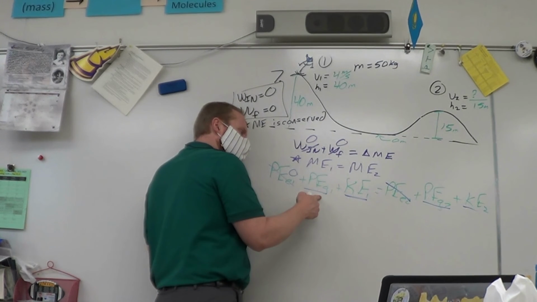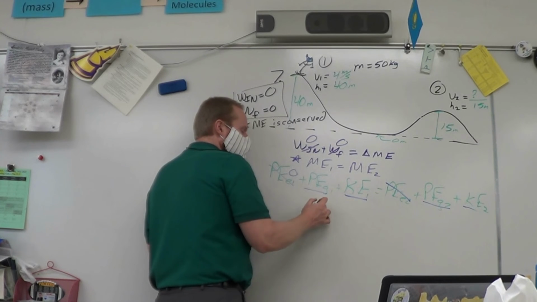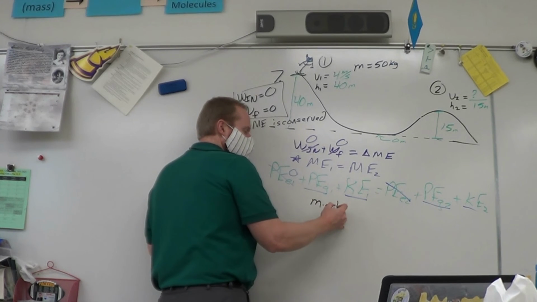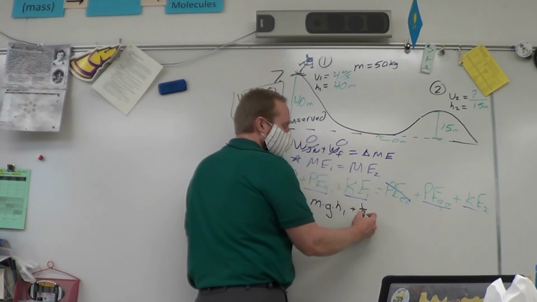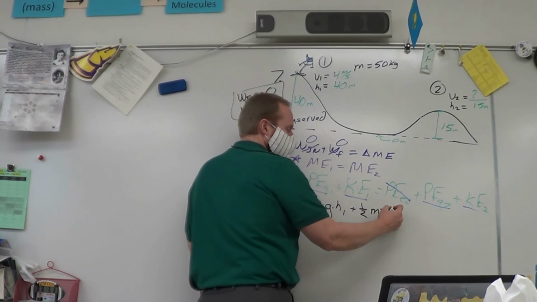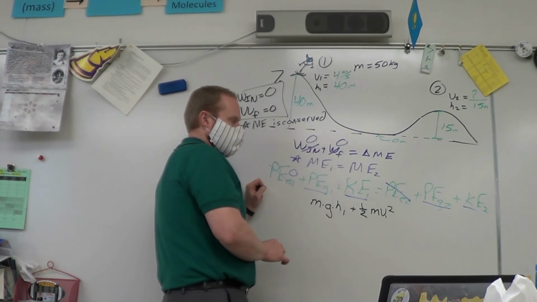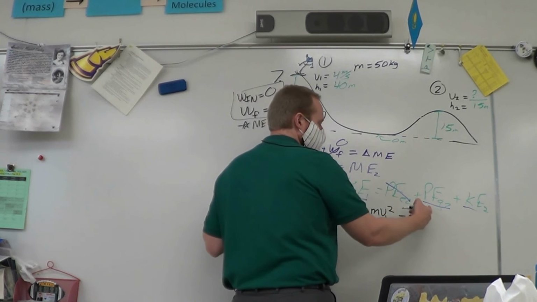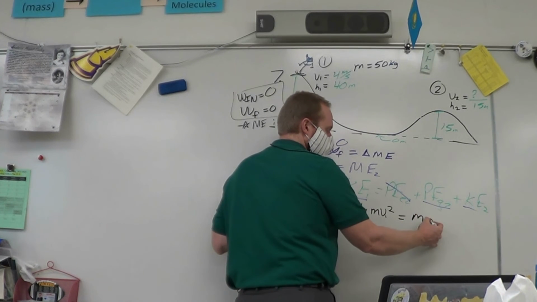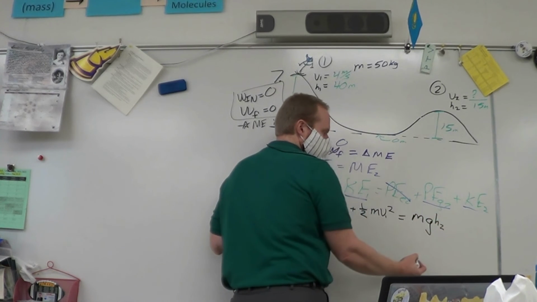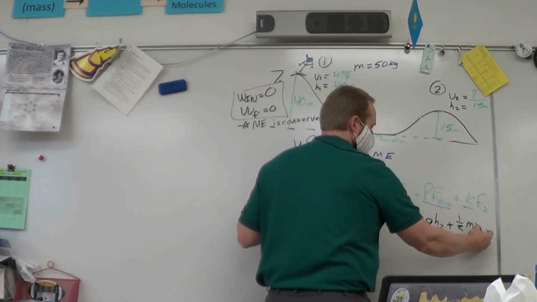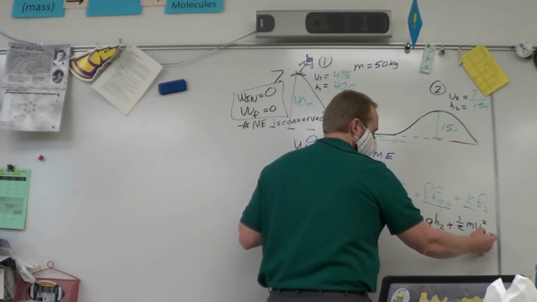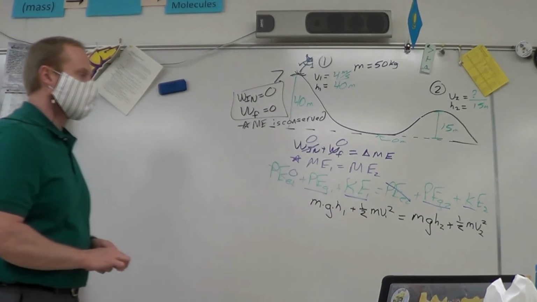So my formula for PEG1 is M times G times H1. My KE1 is 1/2 M V1 squared. And that's equal to PEG2, which is M times G times H2, plus my KE2, which is 1/2 M V squared, but because we're talking about location 2, it has to be V2.